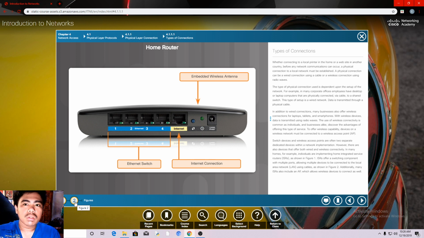Types of connection. In addition to wired connections, many businesses also offer wireless connections for laptops, tablets, and smartphones. With wireless devices, data is transmitted using radio waves. The use of wireless connectivity is common as individuals and businesses alike discover the advantages of offering this type of service. Nowadays wireless is being utilized more, and it is still improving and upgrading in its speed and its connectivity.